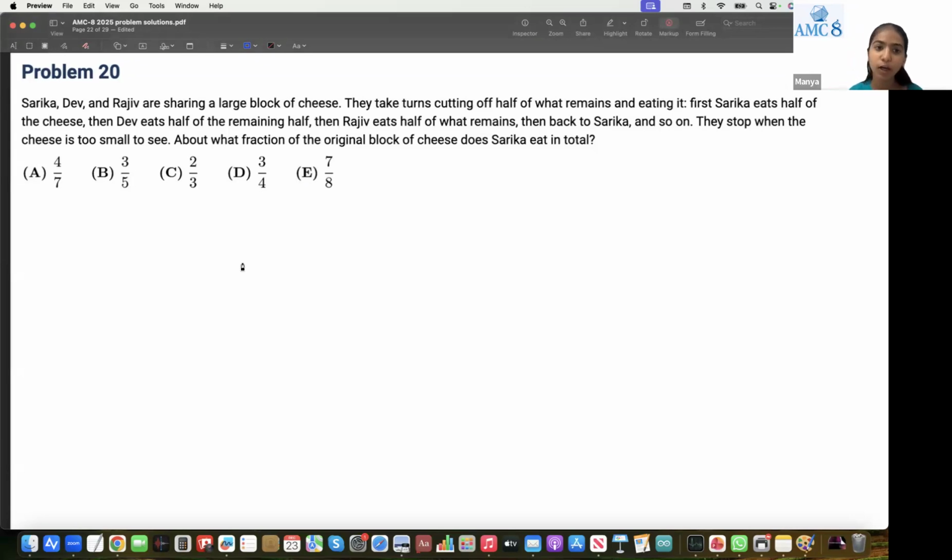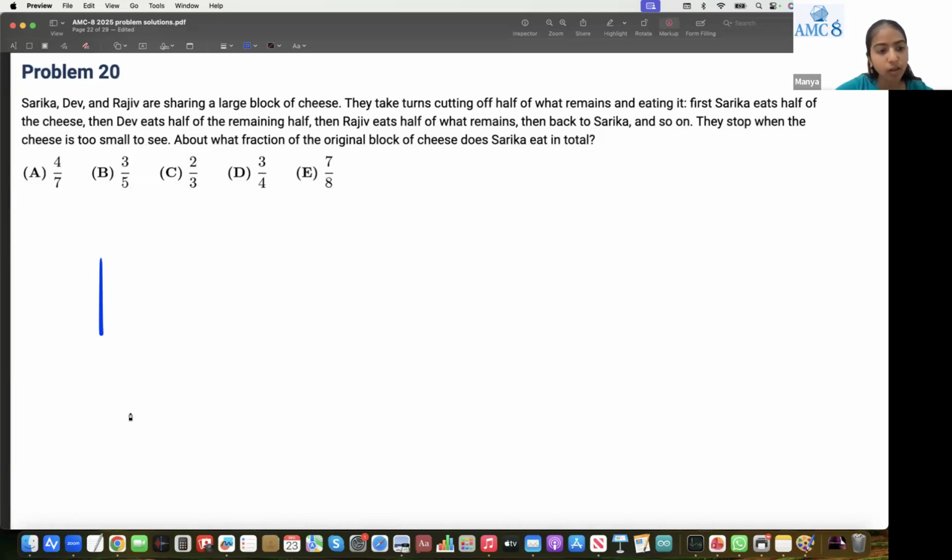So by a large block of cheese, we don't know what they mean. The cheese can be as big as they want. They don't tell us how big it is. So we have to imagine that the cheese is so big that it'll keep going, keep going, keep going. And as small as they can't see it, it can be so tiny. They might even have a microscope to cut it in half maybe. So we don't know what they mean by that. We just have to assume that it's as big as possible.